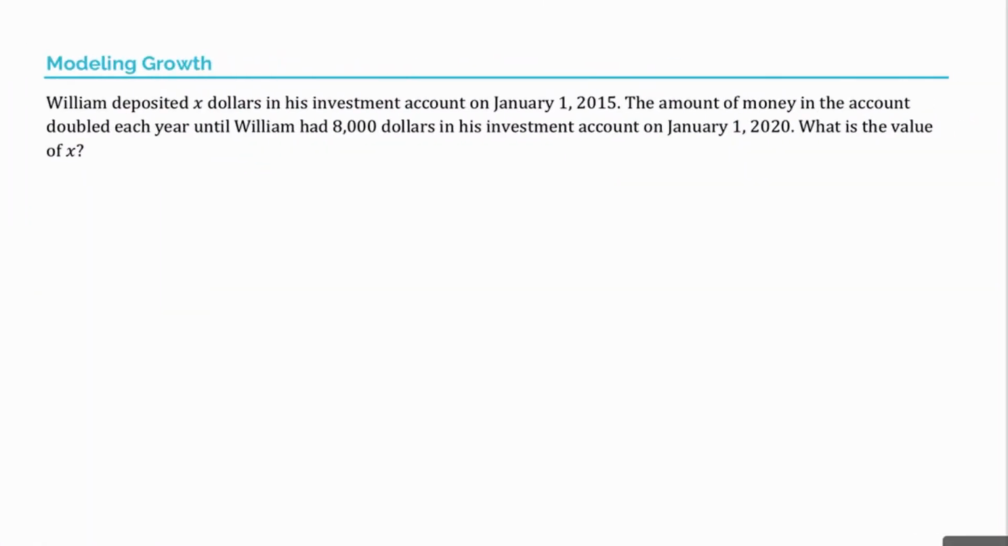All right, we've got two more. William deposited x dollars in his investment account on January 1st, 2015. Okay, so really quickly, let's get our equation. It's y equals A, 1 plus r to the number of times, right? If somebody's depositing money into a bank account, we're going to assume right now that it's going to grow, but we'll go ahead and double check that it's a plus r, not a minus r.